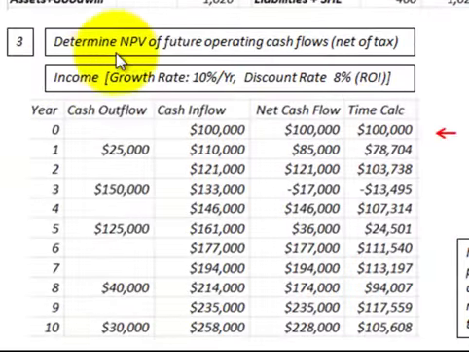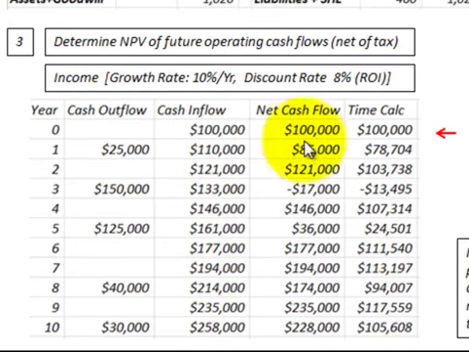Okay, next we have to determine the net present value of the future operating cash flows net of tax generated by this acquisition. These are the cash flows based on the future sales and both the operating and capital expenditures required to support those sales. So what I've shown here, we're going to have cash outflows, investments that we're going to make in the next 10 years that I've got projected, and then we're going to have cash inflows based on what this acquisition can generate. And the cash inflows are based on a 10% growth rate per year for the next 10 years.